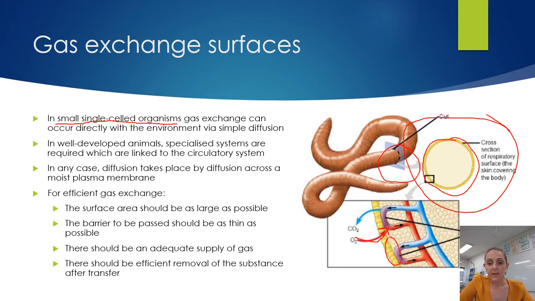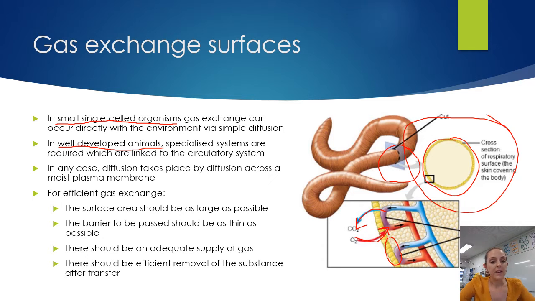In the same way, waste CO2 can leave the vasculature and be removed into the external environment. Now, for us as well-developed animals, we have specialized systems that are needed to do this because we're a lot more complex and there's a lot more to us. So we have both a respiratory system and a circulatory system. Now, we're going to take a closer look at the human respiratory system.